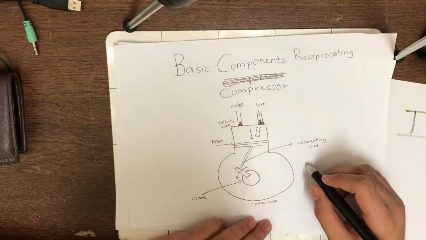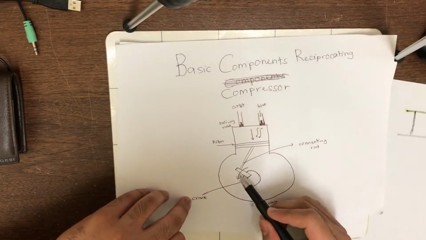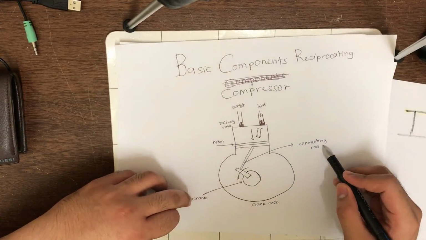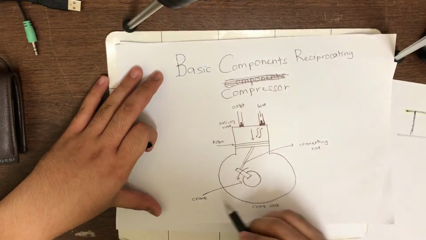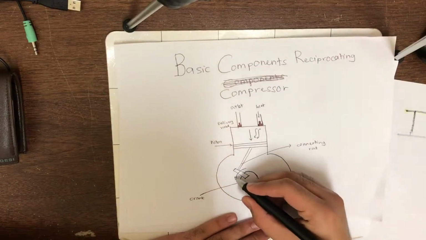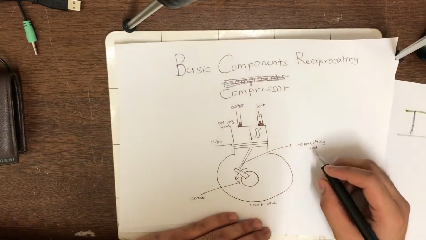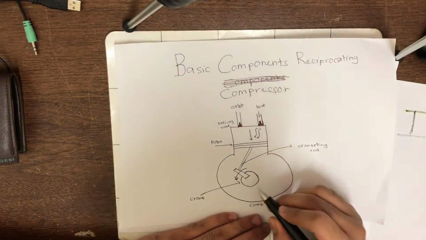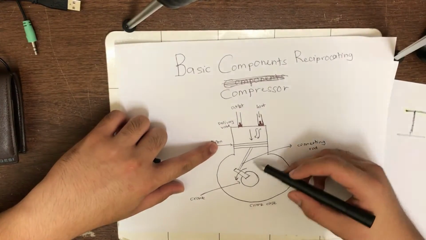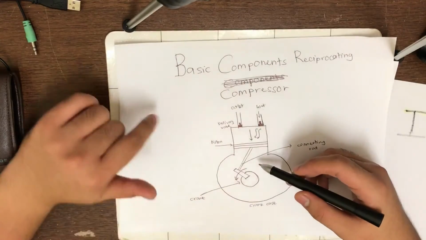Next, we move to the crank. The crank is rotated by the crankshaft. For the connecting rod, the connecting rod connects the crank with the piston. Here is the piston, and the function of the piston is to move through the cylinder during each cycle.